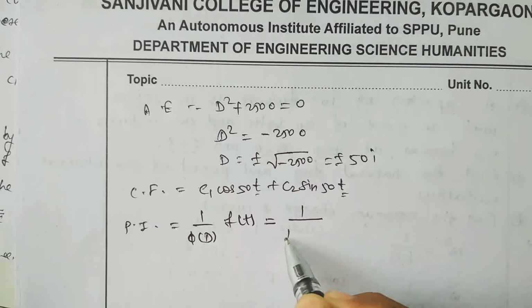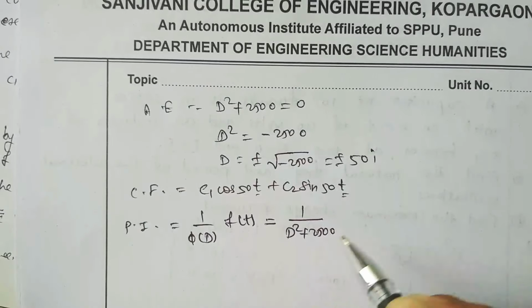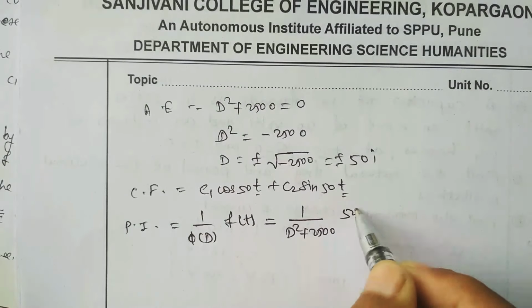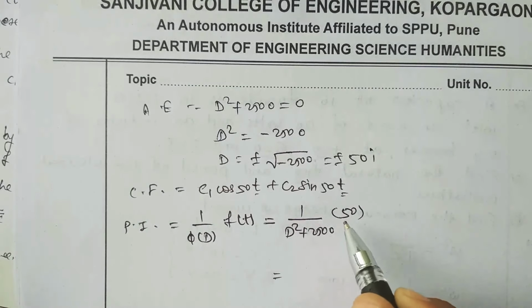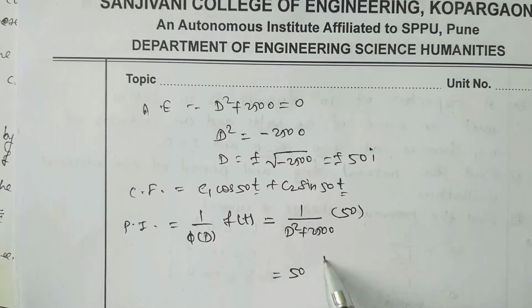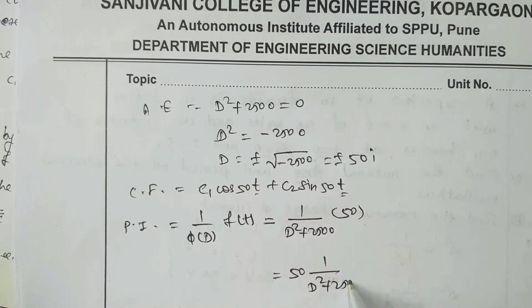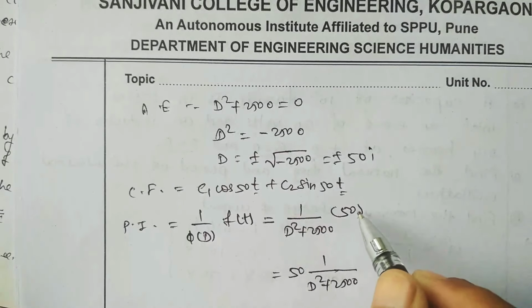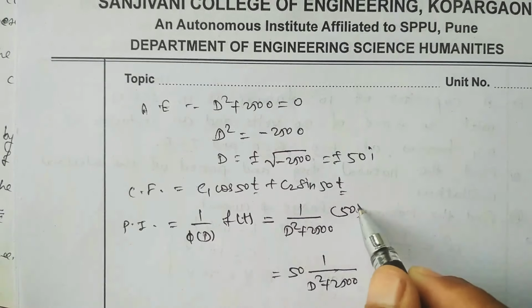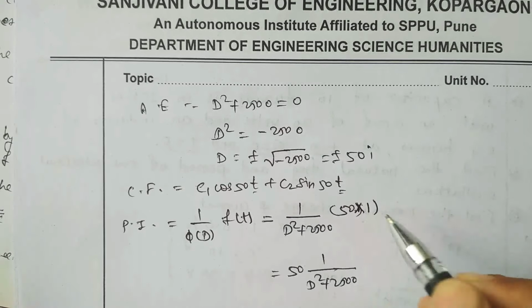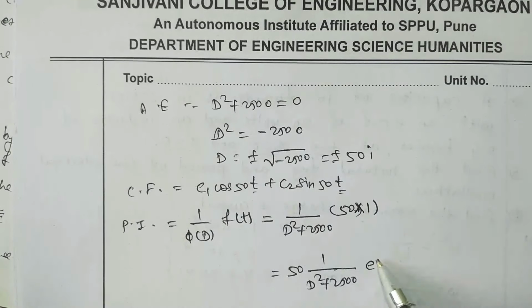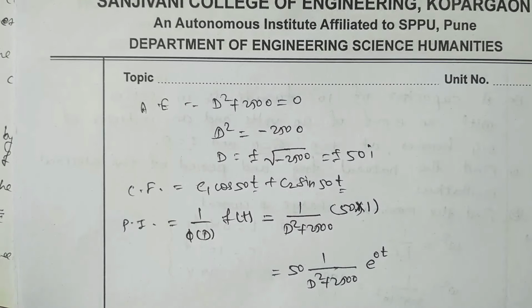So 1 upon phi of D is 1 upon D square plus 2500 into f of t, that is the right hand side, which is 50. So that 50 can be taken outside. So 1 upon D square plus 2500, and here 50 into 1, so that 1 can be written as e raised to 0t. So we can solve this by using the shortcut method.